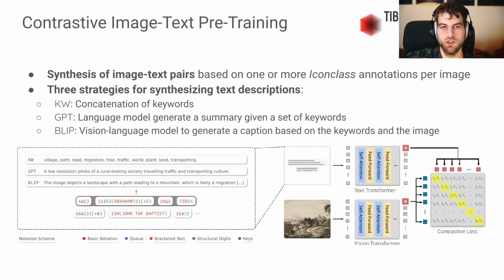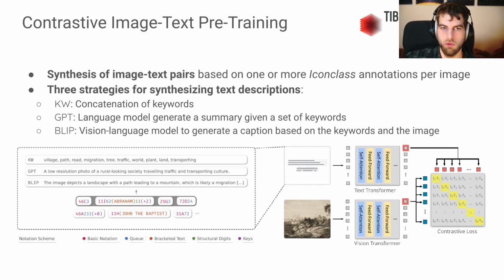For the first goal, the contrastive image-text pre-training is the first step in our pipeline. We synthesize image-text pairs based on one or more Iconclass annotations per image. We consider three different strategies to do that. The first is KW, where we basically concatenate all the keywords that we get for all the annotations in the Iconclass annotation schema. But sometimes this is not a natural description. When you look at CLIP, for example, this is the more natural description that you can find there.